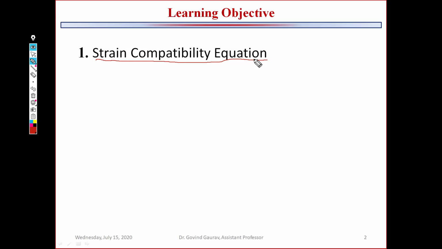The first set of equations we will get from the equations of equilibrium, and the second set of equations that needs to be satisfied is through the compatibility conditions. So we will study what these equilibrium equations and these compatibility conditions do to our systems, and what their importance is.